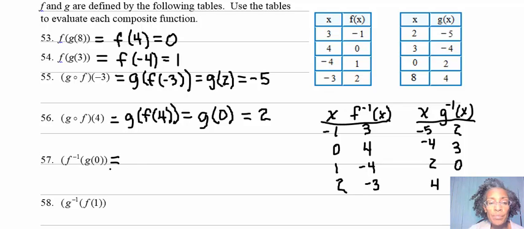We're going to take 0 and put that into g. And that's going to be our input to f inverse. So from the table that tells us about g, we see that g of 0 is 2. So number 57 is actually f inverse of 2. Now I go to the table that tells me about f inverse. And I see that when x is 2, f inverse is negative 3.